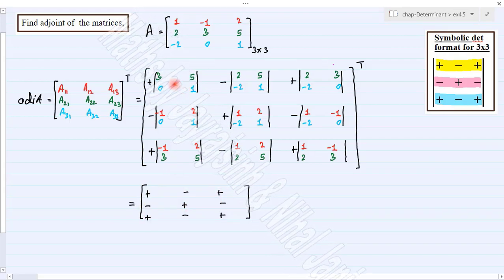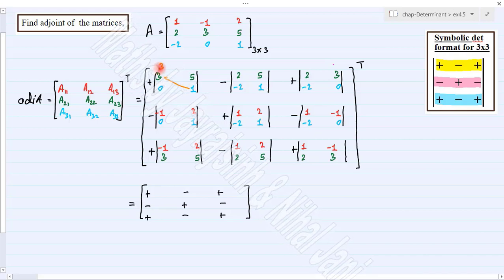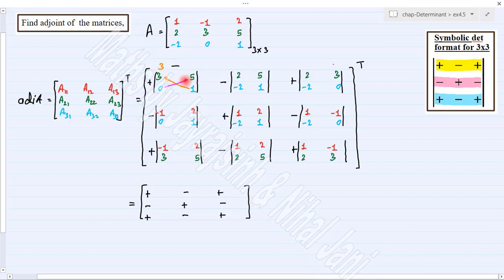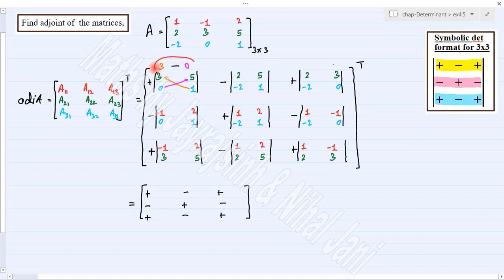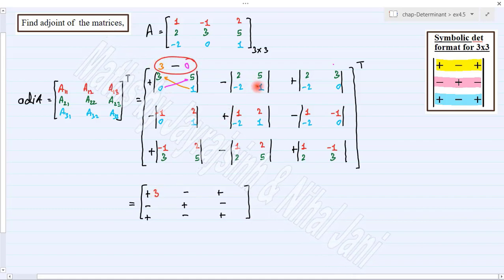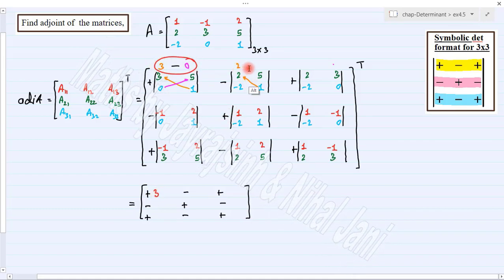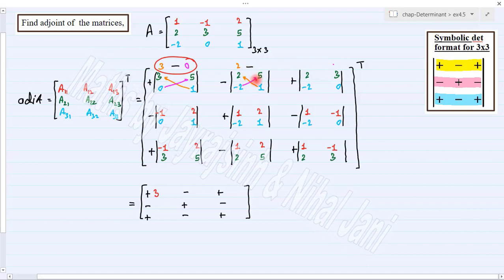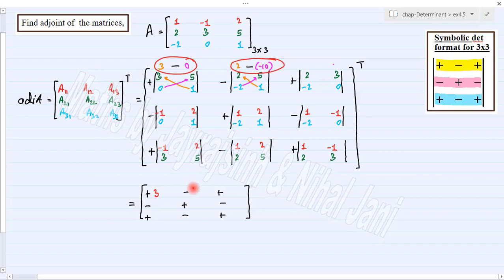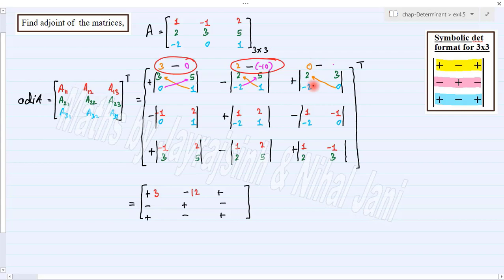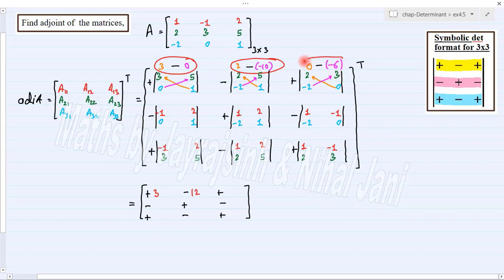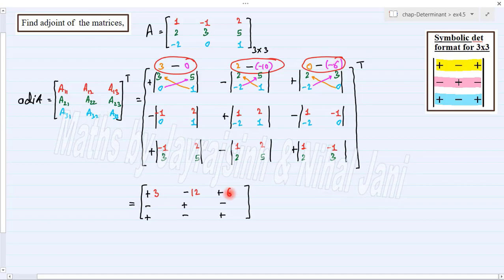In first minor, you will get 1 3s are 3 minus 0 5s are 0, or we can say we will get 3. Then 1 2s are 2 minus 2 5s are minus 10. So here we'll get 12. Third minor, 0 2s are 0 minus 2 3s are minus 6. So this will become plus 6.